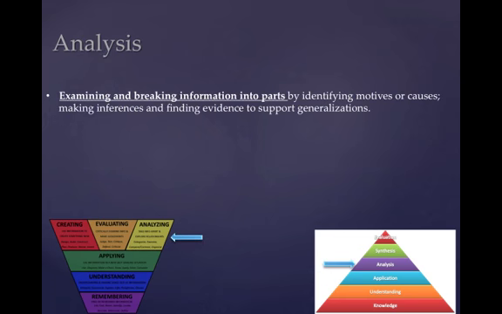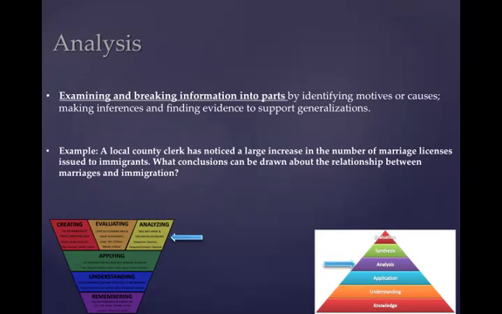Analysis, examining and breaking information down into parts by identifying motives or causes, making inferences and finding evidence to support generalizations. Example, a local county clerk has noticed a large increase in the number of marriage licenses issued to immigrants. What conclusions can be drawn about the relationship between marriages and immigration? So once again, we have this phenomenon, we have this thing happening around us. What does it mean? And how can this particular knowledge understanding help us really get to the point where we understand and have a good grasp of that.